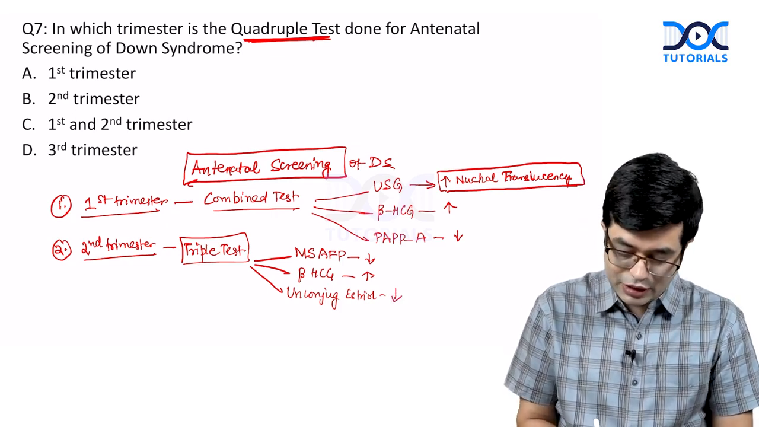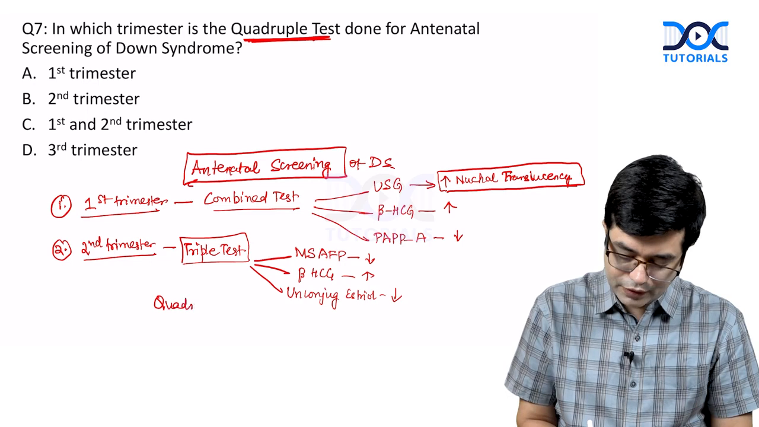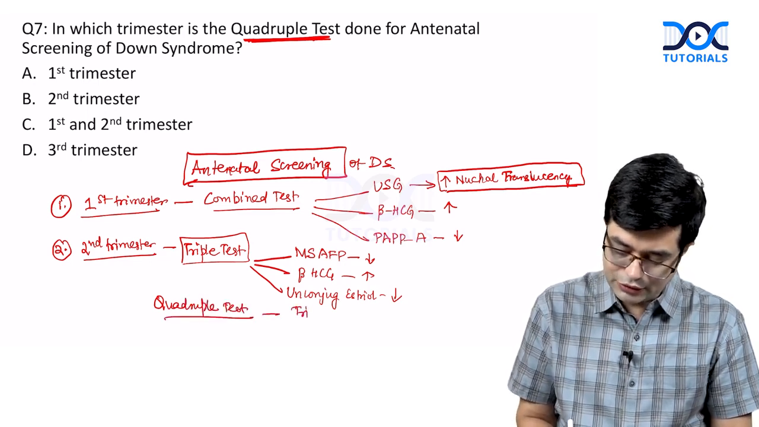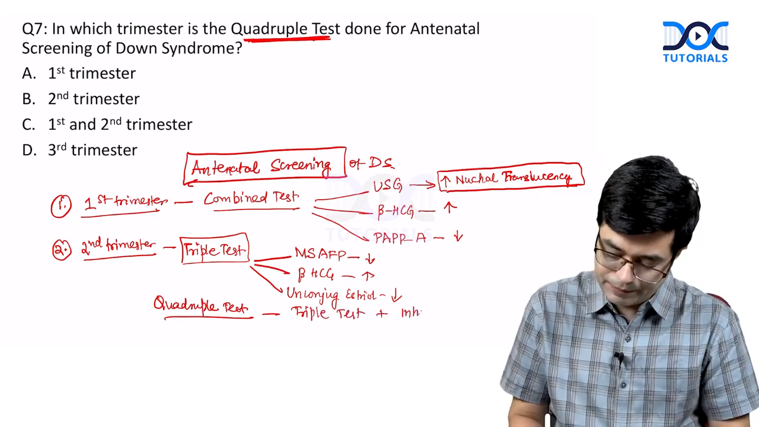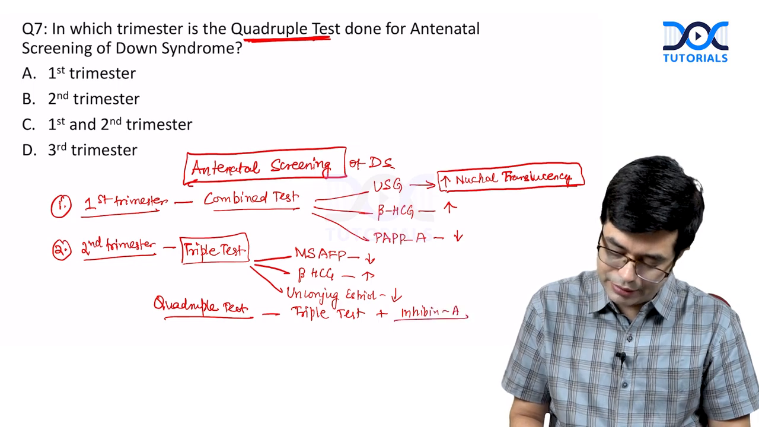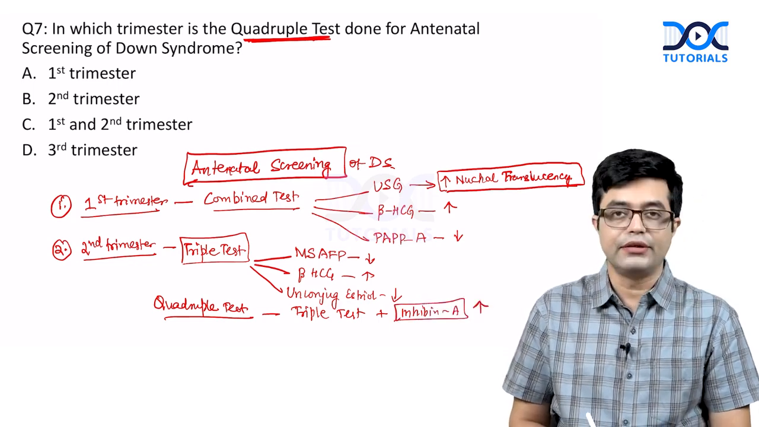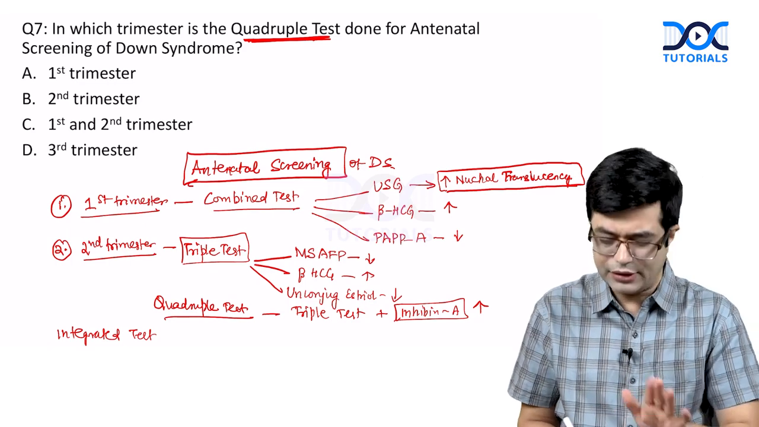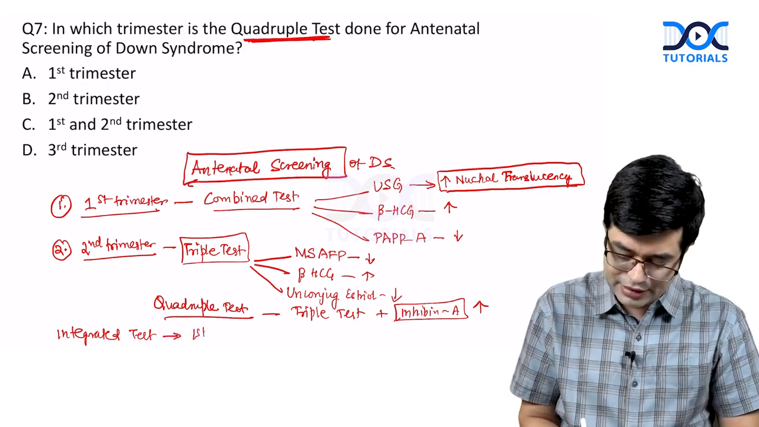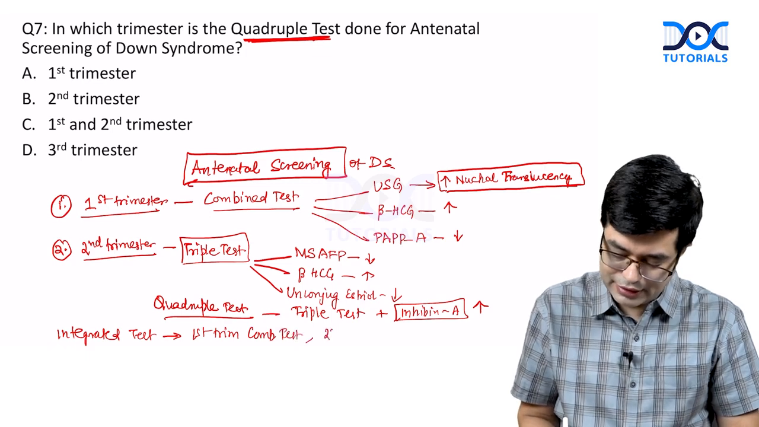And then we have the quadruple test. What is quadruple test? Quadruple test is the same as triple test, but you test for an additional thing known as inhibin A. And inhibin A in Down syndrome patients is found to be elevated. And finally, we have the test known as integrated test. So many tests, but they are very easy to remember. Integrated test means first trimester combined test and second trimester quadruple test.